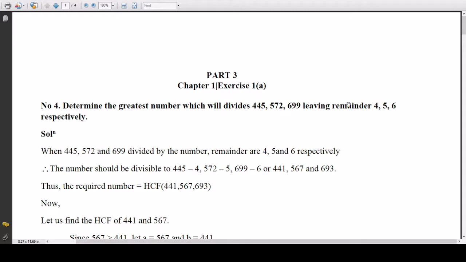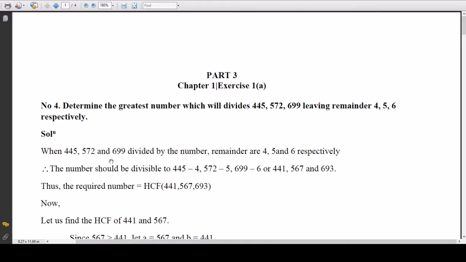Now it is leaving remainders 4, 5, 6, but if you subtract these three remainders from these three numbers, it will leave no remainder at all. Now, a number which can divide all these three numbers without leaving any remainder, what is that number? It is the HCF of those three numbers. Clear? Now you have to find the HCF of these three numbers after subtracting 4, 5 and 6.